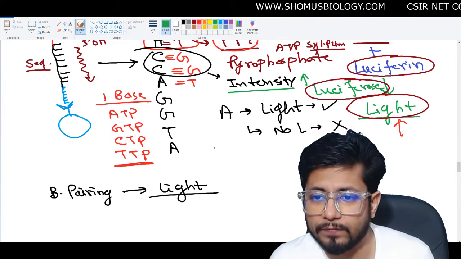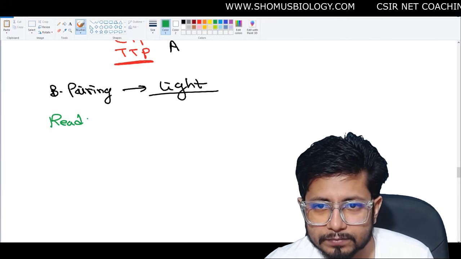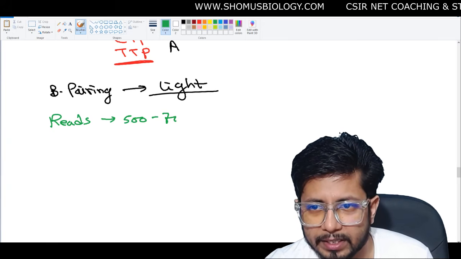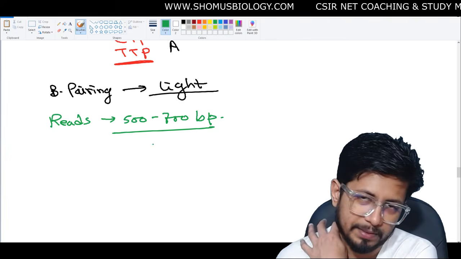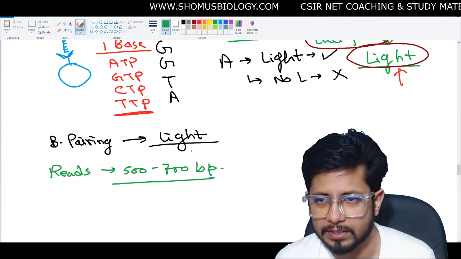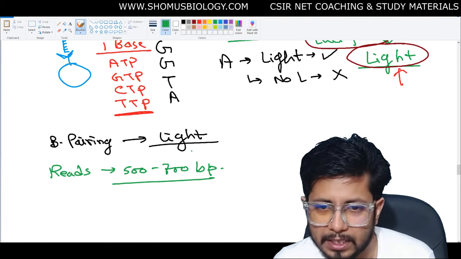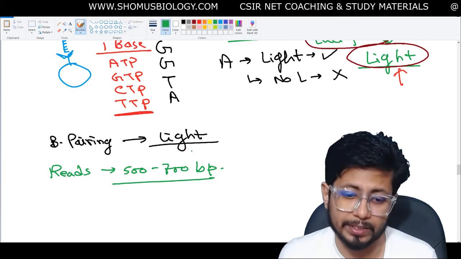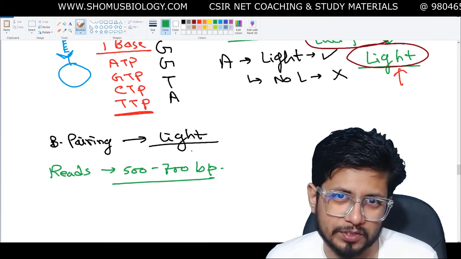In case of 454, the reads, remember, near about 500 to 700 base pair reads can be easily sequenced. In case of Illumina sequencing, the reads are 300 to 400 base pairs, but in this case 700, 800 base pair reads can be easily sequenced with a good high accuracy rate with the help of 454 pyrosequencing.